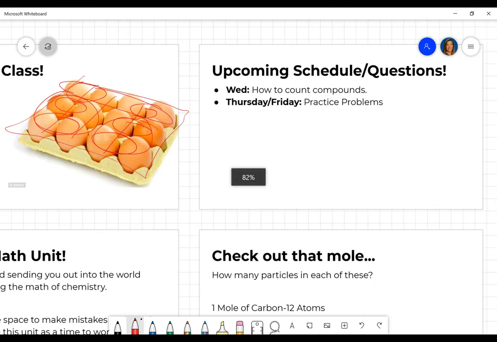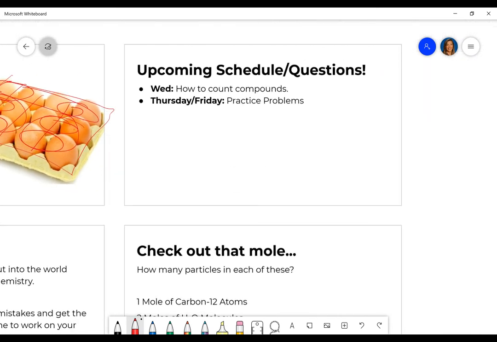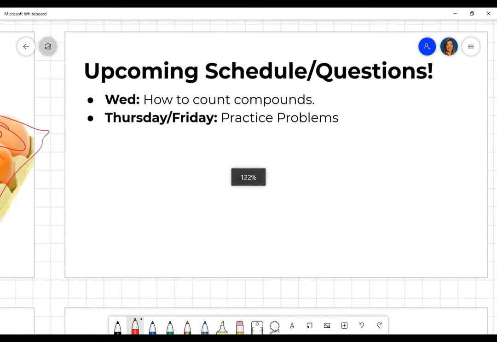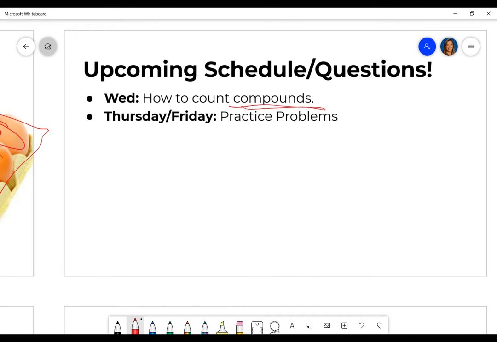Okay. So what's going on? Well, today we are working on how to count up compounds. So let's just make sure we know some vocabulary. When we talk about compounds, we talk about anything that's bonded. So NaCl is a compound. H2O is a compound. And we've been working on some of this vocabulary in class.